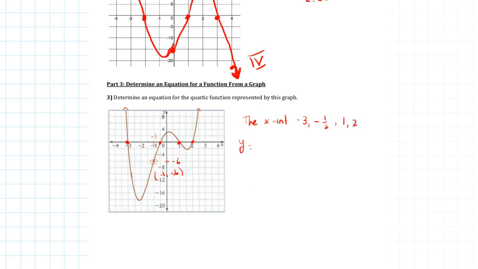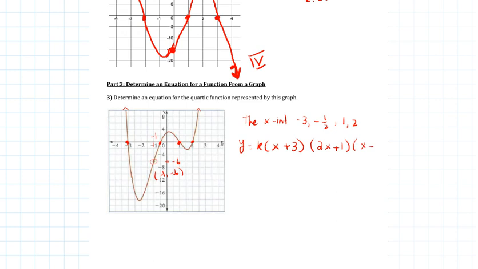Now, here's where a lot of you made a mistake on the previous assignment. When I have a factor or a zero of negative 0.5, it should be written as (2x plus 1) because it won't give you the same answer if you write it as (x plus a half), okay? So it should be written as (2x plus 1), and then (x minus 1), and then (x minus 2).